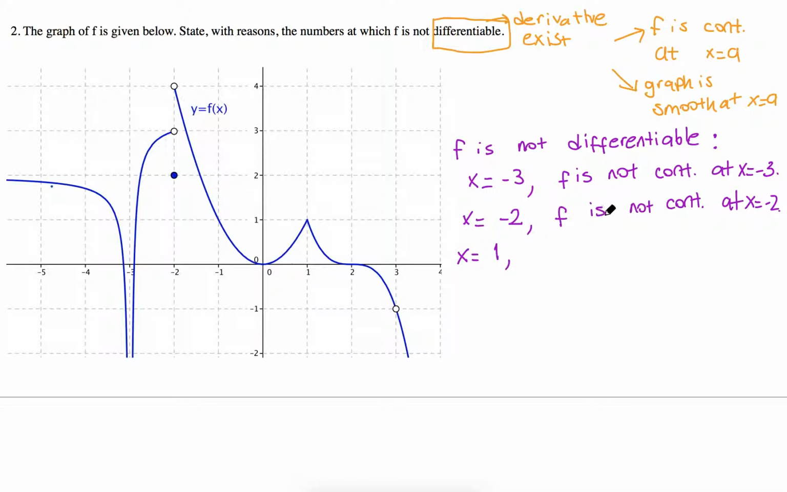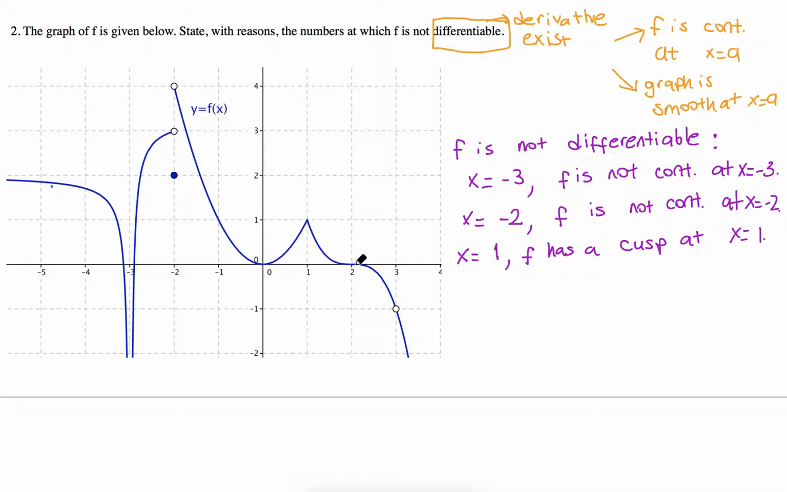Here our reason is different though. Our function is continuous at 1, so this first condition holds. But the graph is not smooth at x equals 1. So f has a cusp at x equals 1, meaning we have a really sharp graph at 1. Then we move on with our graph.